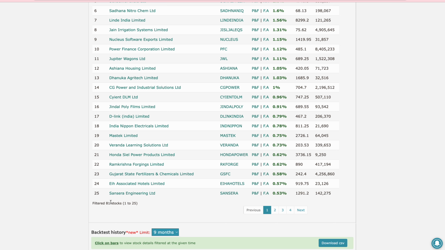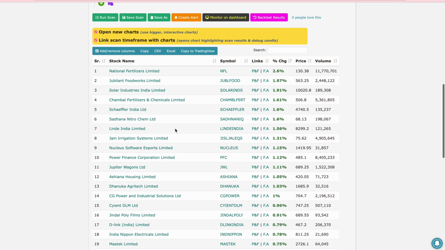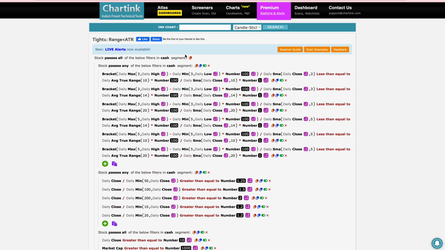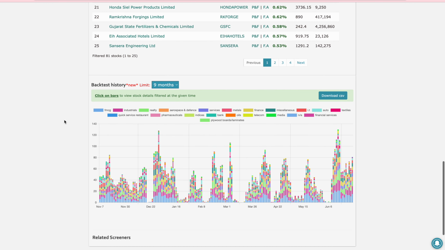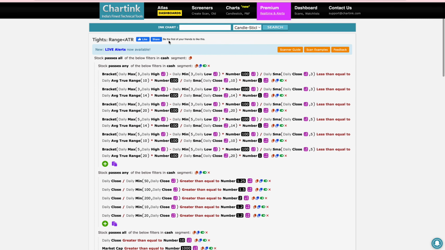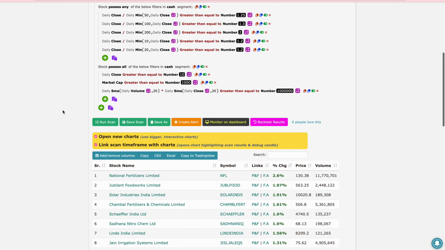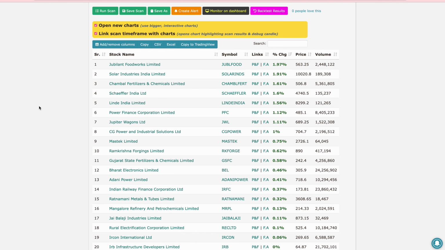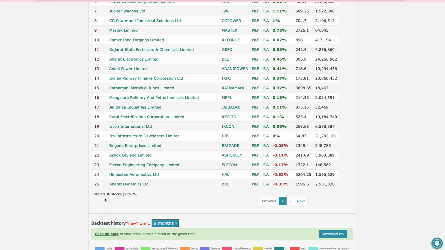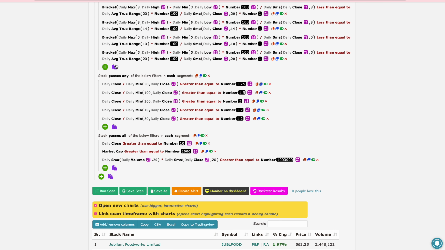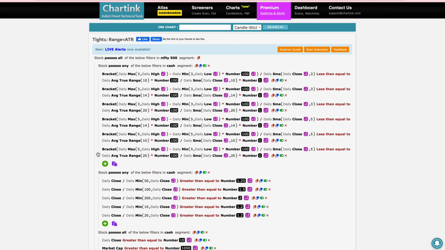Now from here you need to go one by one and look at which are the tightest stocks. Since we don't have that kind of time, I'll further shrink these 81 stocks to a lesser number by saying that I don't want cash, just show me Nifty 500. If you run this, you will find 36 stocks which have liquidity, which have prior uptrend, and which are also now really, really tight.